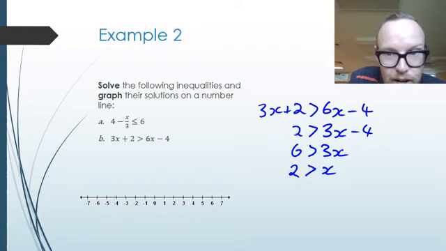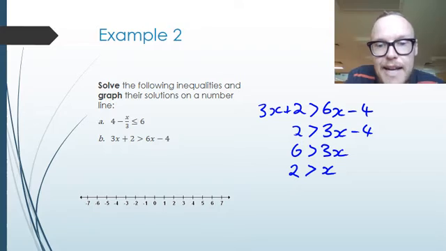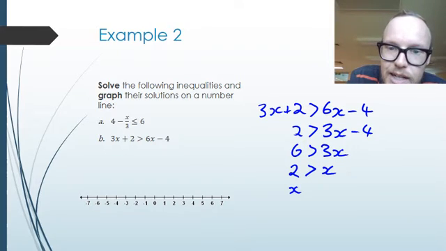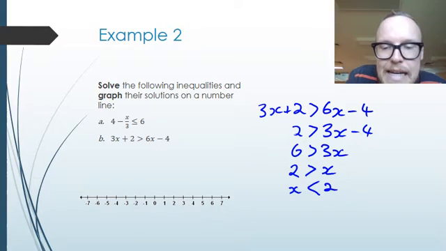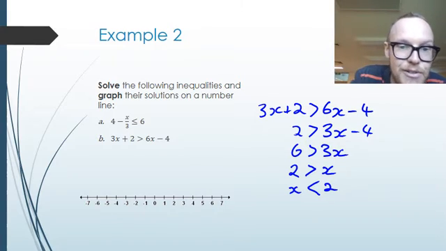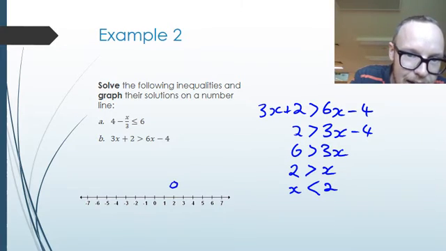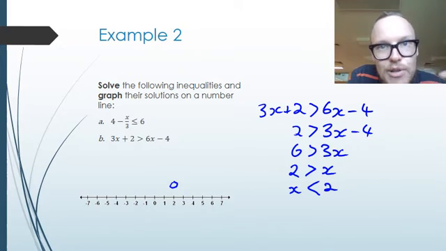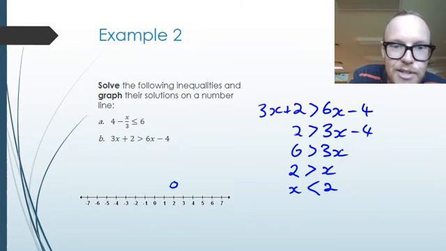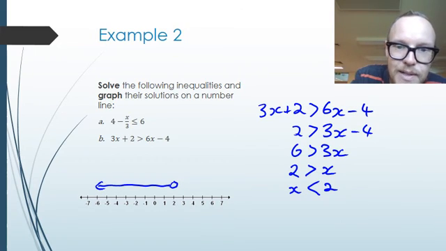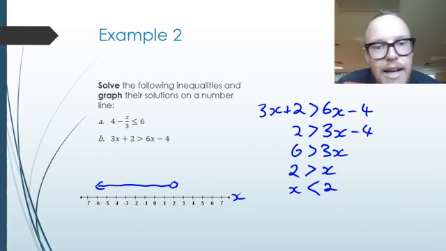Because I want to graph x, I want to make sure that x is the subject, so I need to switch the sides. Because I'm switching the sides, I need to switch the inequality. x is less than 2. Let's have a look at graphing that now on our number line. Because it's less than and not less than or equal to, it needs to be a hollow dot, just a little tiny circle, and we're looking at x is less than 2. I'm going to graph all the values down here and say that's what we're looking at for x.